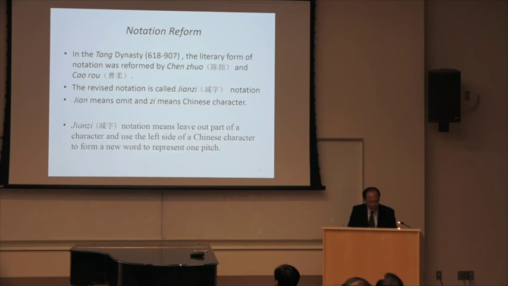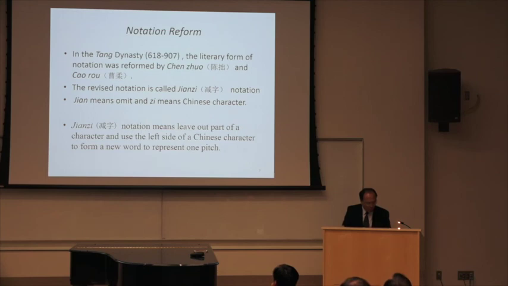In the Tang Dynasty, the literary form of the notation was reformed by Chen Zhou and Cao Rou. This revised notation is called Jianzi notation. Jian means omitted and Zi means Chinese character. Thus, Jianzi notation means leaving out part of the character and using the left side of the Chinese character to form a new character to represent one pitch.